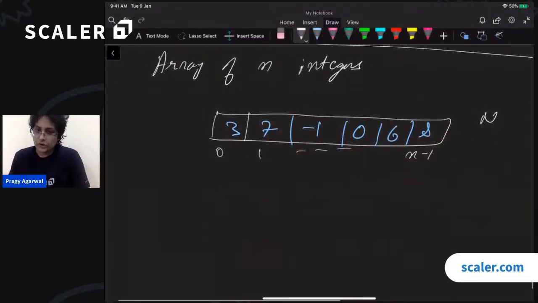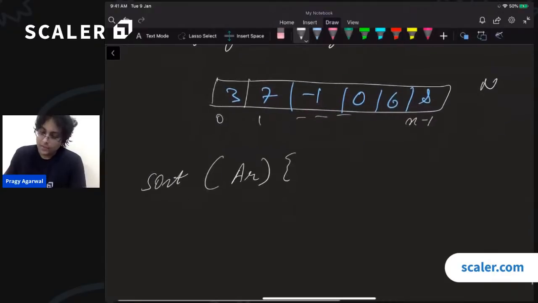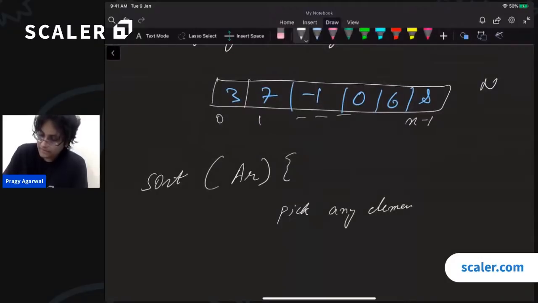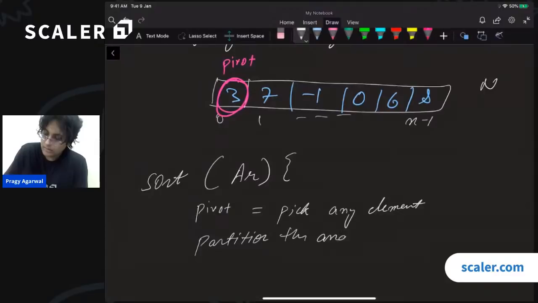Now you will be able to see the similarity. What quicksort says is, let us suppose that you are supposed to sort this array. Then first of all, pick any element whatsoever. Let us call this element the pivot. For example, let us say that we picked 3, and we will call this the pivot. In the second step, we will partition the array using the pivot.